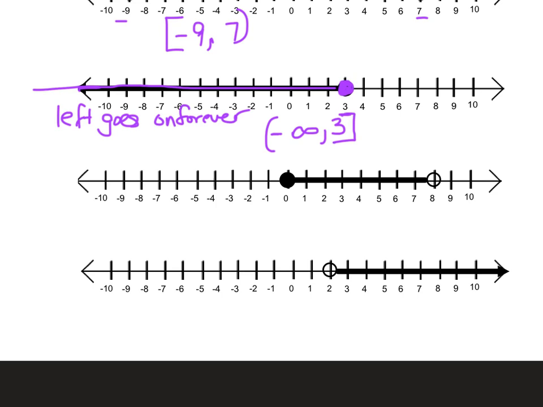So 0 starts it, 8 ends it, 0 is closed, 8 open. Okay, here 2 opens it. This goes on forever. So forever is infinity. Since it's forever to the right, it's just positive like that. 2 has an open circle, so it's a parenthesis, parenthesis.